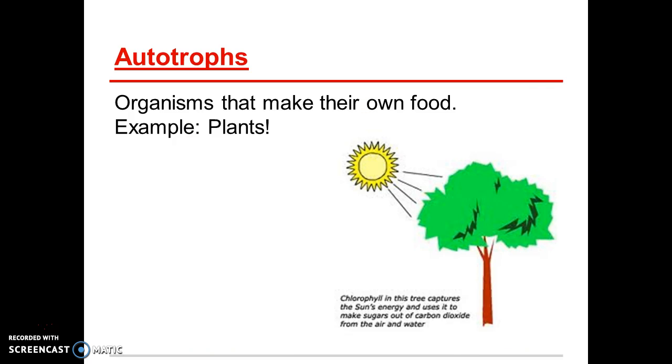There's the vocab word autotroph, automatic. These are plants. These are going to be organisms that have the ability to automatically make their own food. They do not have to go out and eat something. They can make their own food using the sunlight. Okay, so plants are an example of an autotroph.